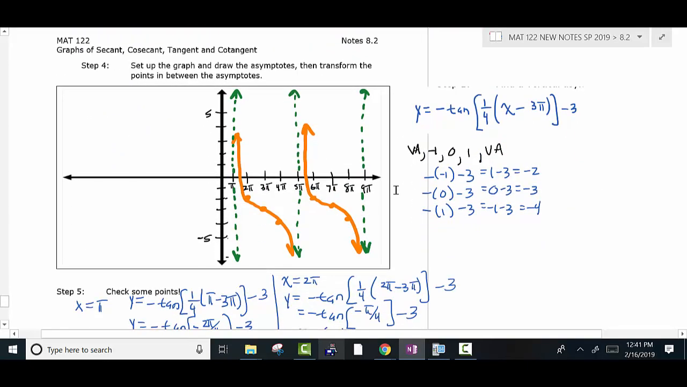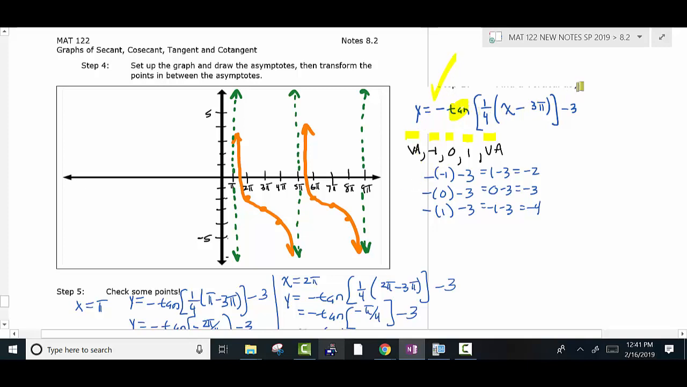So here's what your graph should have looked like. Let me talk through some of the things we have here. Again, I set up my increment by pi. I made my graph go from -5 to 5. And then the key thing to remember is, since you're doing a tangent, you have an asymptote, then the y values go like this: asymptote, -1, 0, 1, asymptote.